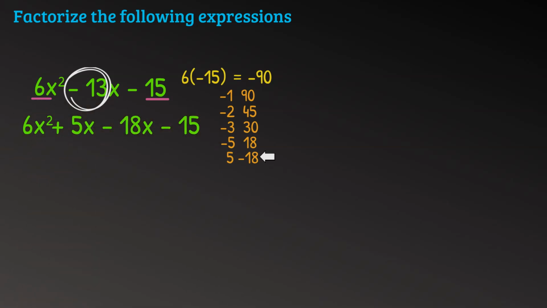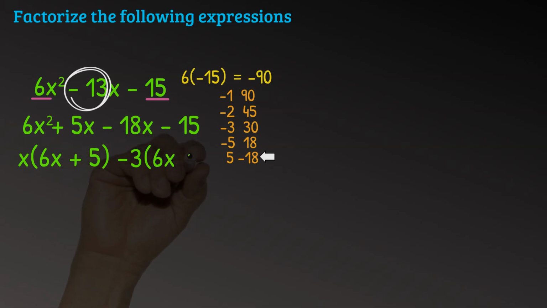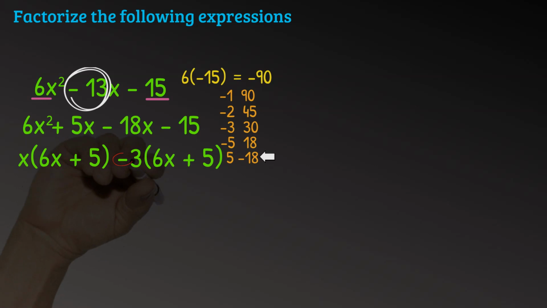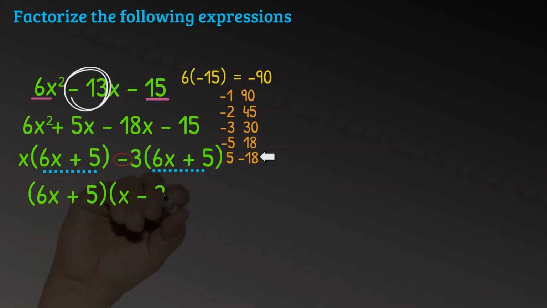And then we can find the greatest common factor for the first two terms, which is x. And if we multiplied it by 6x plus 5, we would get 6x squared plus 5x. And the greatest common factor for the second two terms is 3. And if we multiplied that by 6x plus 5, we would get minus 18x minus 15 because of this minus sign outside the bracket. And then because these two brackets are the same, we know that 6x plus 5 is the first bracket in the solution, and the second bracket is x minus 3 because it's multiplied by x and by minus 3, as you can see in the line above.